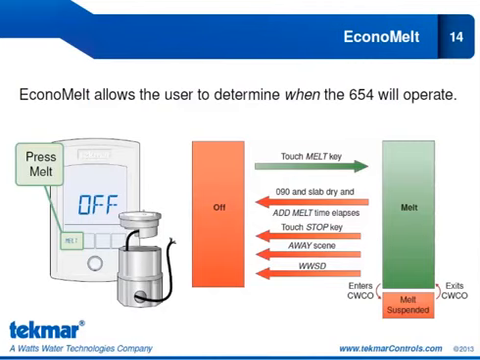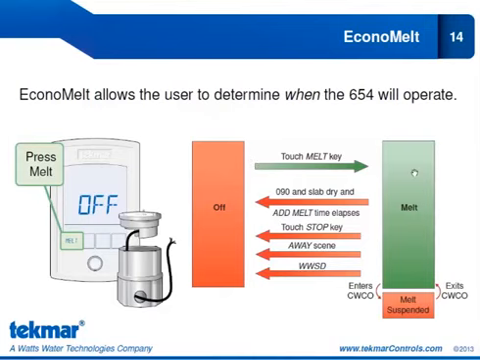So let's take a look at the chart for Econo-melt. We have our off state and our melt state. How do we move from off to melt? By touching the melt key. So we have to touch this melt key to give it that manual start. That'll take it from off into a melt cycle. Now, when will it stop? It'll stop when the snow ice sensor is dry and the add melt time has elapsed.